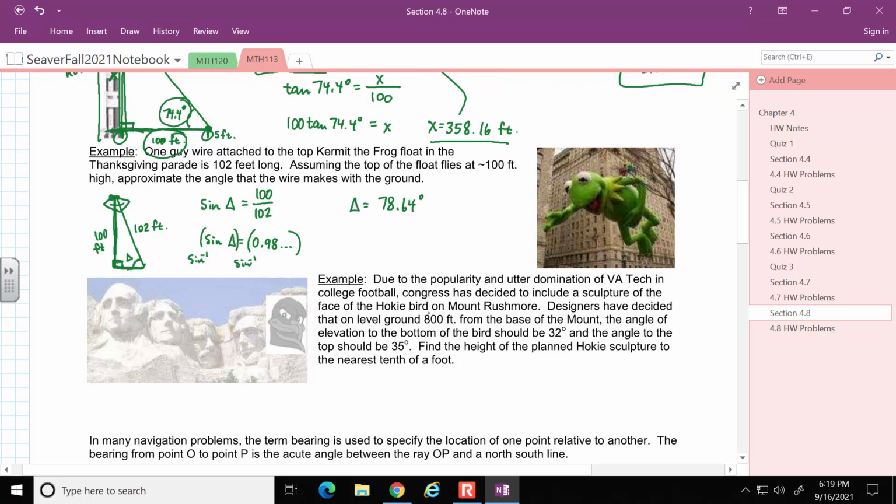I like this one. I'm going to let you guys set this one up a little bit. Due to the popularity and domination of Virginia Tech college football, Congress has decided to include a sculpture of the face of Hokie Bird in Mount Rushmore. Designers have decided that on level ground, 800 feet from the base, the angle of elevation from the bottom of the bird should be 32 degrees, and the angle to the top should be 35 degrees. So first thing I would advise is sketch this out, right?